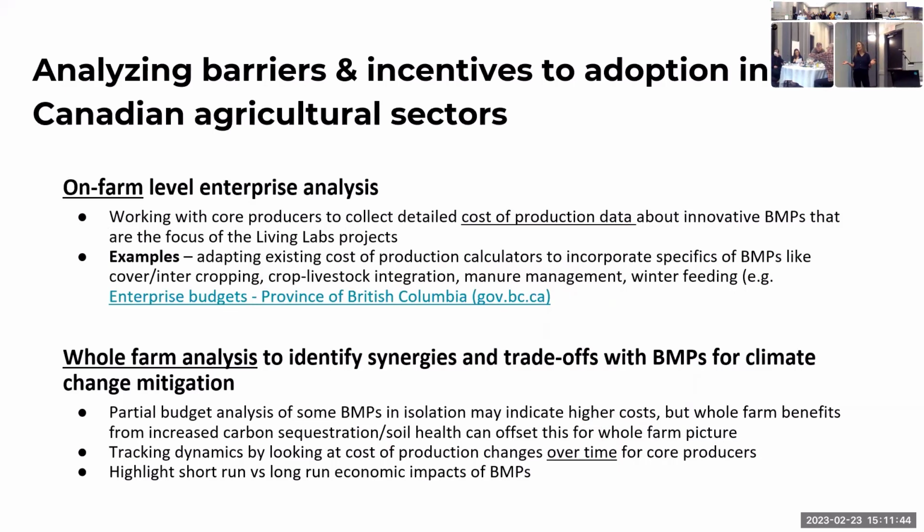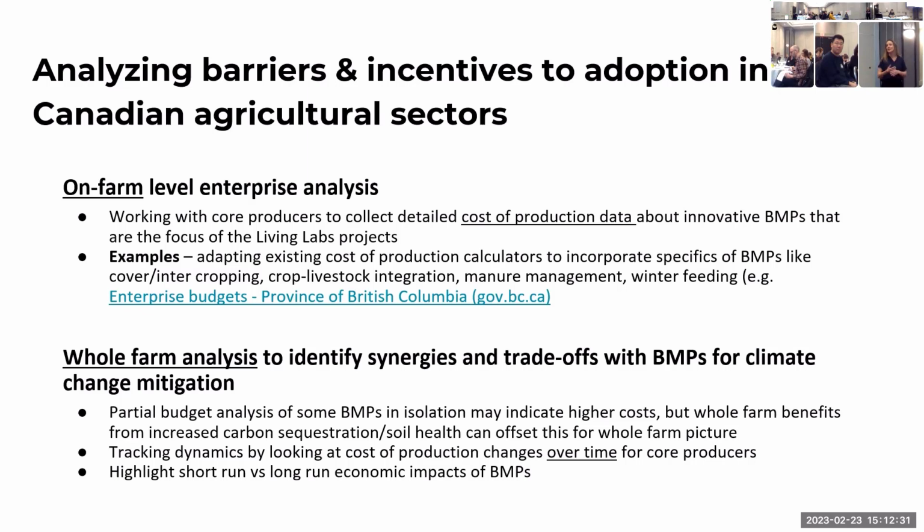Just giving a picture of overall in the Living Lab, Agricultural Climate Solutions Living Labs. One of the pillars in the Living Labs is socioeconomics, because we don't want to just see if the BMPs have benefits, but we want to know if farmers are going to adopt them. So there's a couple of layers of what that socioeconomic research looks like, and looking at the barriers and incentives to adoption. So the first layer is on-farm level enterprise analysis, which is really looking at the cost of production for implementing these BMPs. And some examples of what that work looks like is adapting existing cost of production calculators to be able to calculate the specific BMPs.